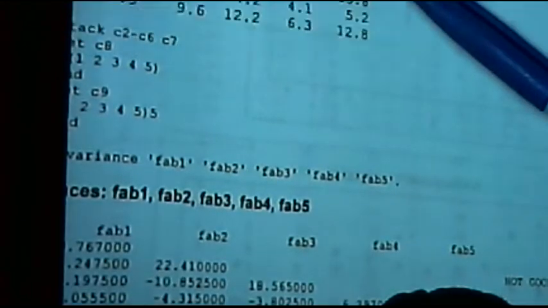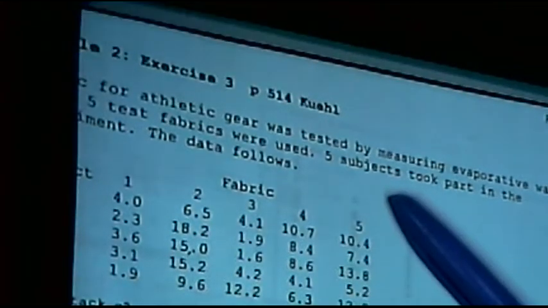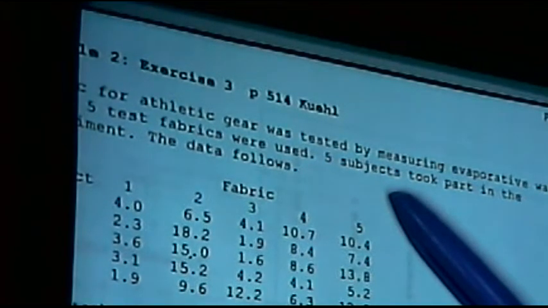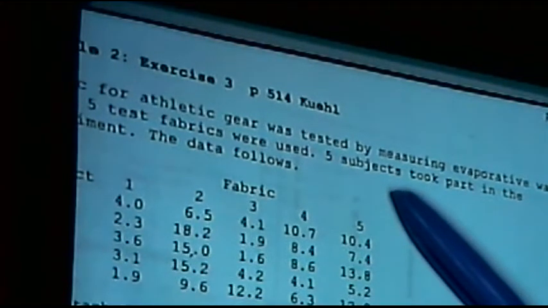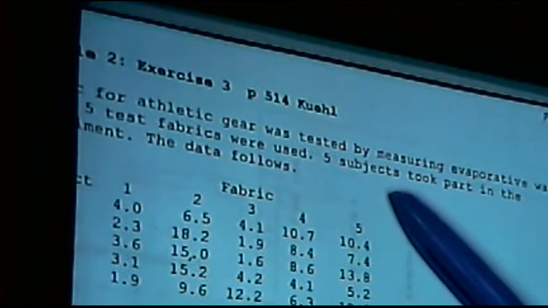Here's another example, and I think there's enough description here for you to get the idea as to what this experiment was all about. Fabric for athletic gear was tested by measuring evaporative water loss. So 5 test fabrics were used. So we have 5 different shirts or something like that to be worn by athletes or by exercisers, joggers, whatever they're doing. And somehow there's an instrumentation that can measure how much water is evaporating from the fabrics. 5 subjects took part in the experiment. So this is kind of a small-sized study, which is 5 subjects.